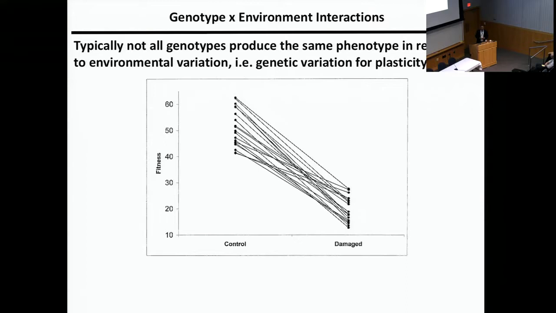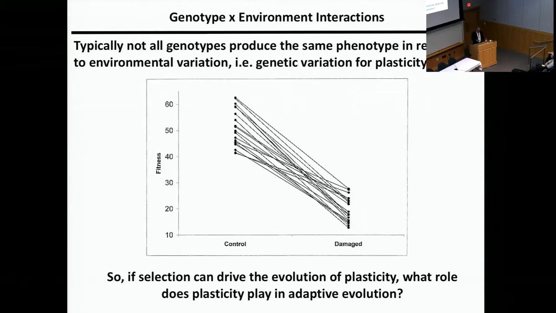And so this leads to an interesting question: if selection can act on the evolution of plasticity, and plasticity itself can evolve, what role is this plasticity playing in adaptive evolution? This is not a new question. It actually goes back to the time of Darwin. Many people who studied the effects of the environment on development were very interested in where this fit within the larger evolutionary context.